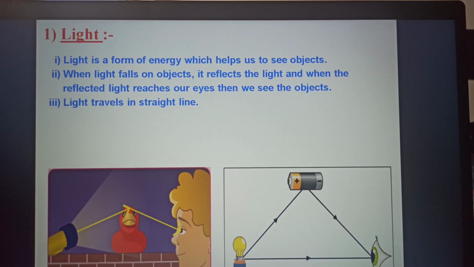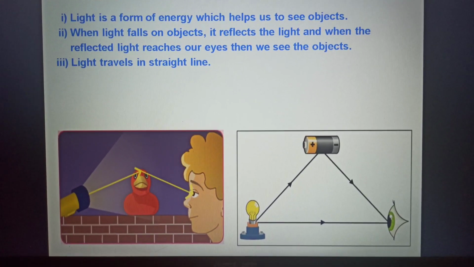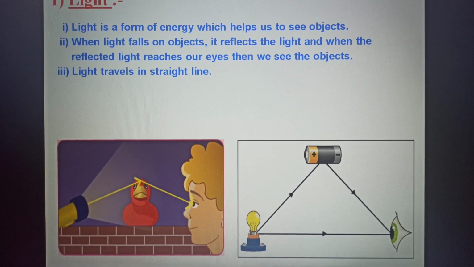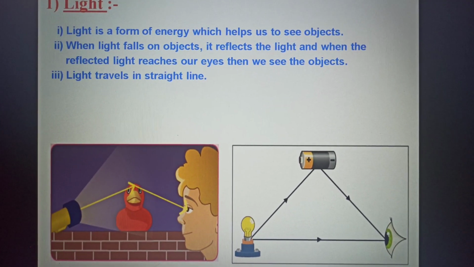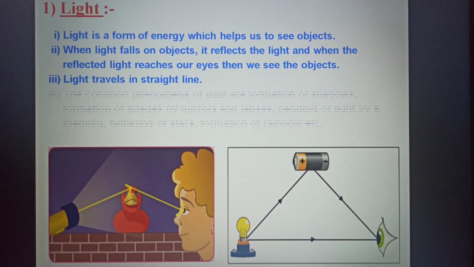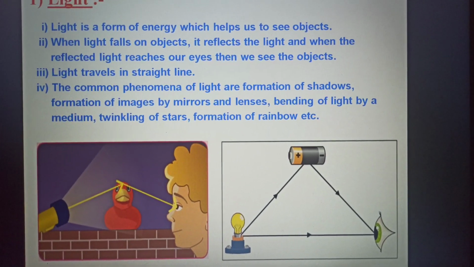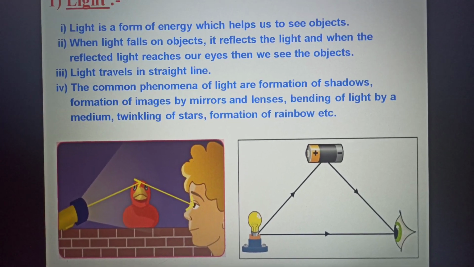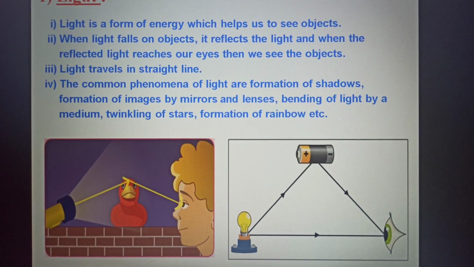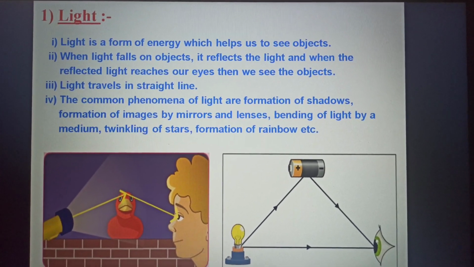And then we have, light travels in a straight line. Please understand, this is nothing but rectilinear motion. It is the property of light that it always travels in a straight path. And we have different phenomena related to light: formation of shadow, twinkling of stars, bending of light from one medium to another, and the formation of rainbow. These are the basic phenomena that take place because of light. I hope we are clear with this slide.